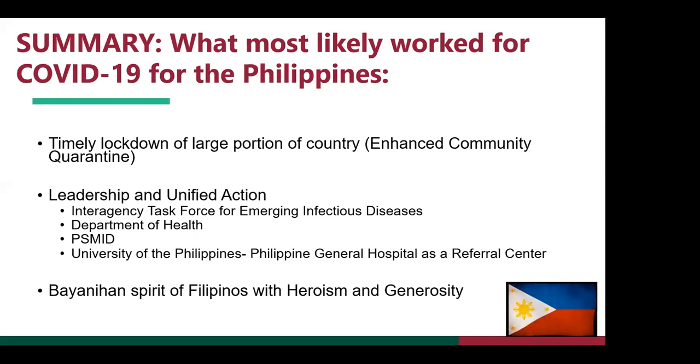Just as a summary, I've spent a lot of time talking already. I think these are the key points that most likely work for us here in our country. Number 1, it's really the timely lockdown of a large portion of our country. Number 2, it's the leadership and unified action from the government, with an interagency task force working on this. Of course, our Department of Health, the Philippine Society of Microbiology and Infectious Disease, and our own University of the Philippines and the Philippine General Hospital being a lead in most of the innovations that are happening.